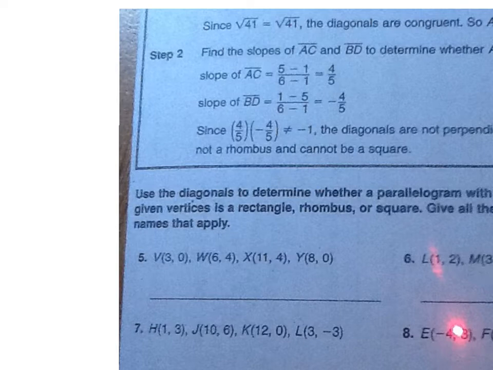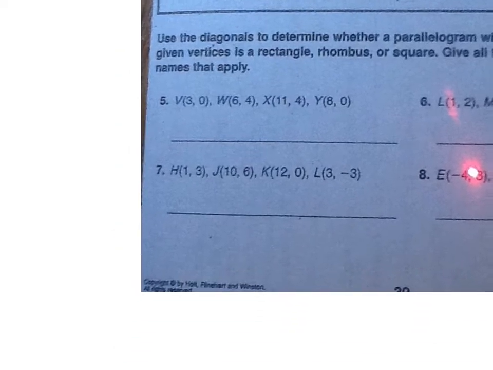Okay, so now let's go ahead and try number 5. So for this problem, get a blank sheet of paper, please. Let's get a blank sheet of paper. And then we're going to go ahead and get the distance of VX and the distance of WY.